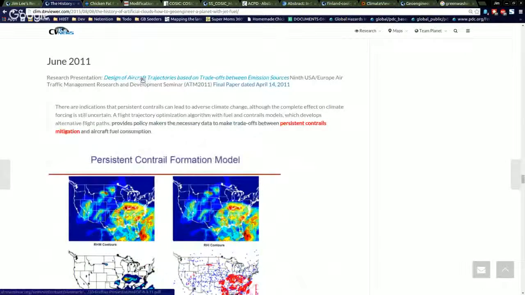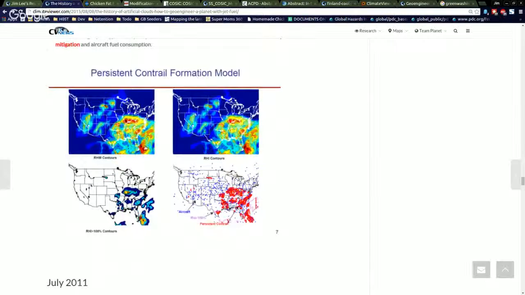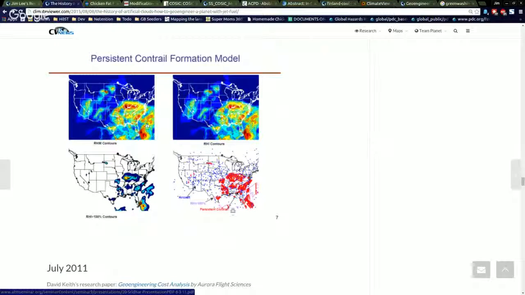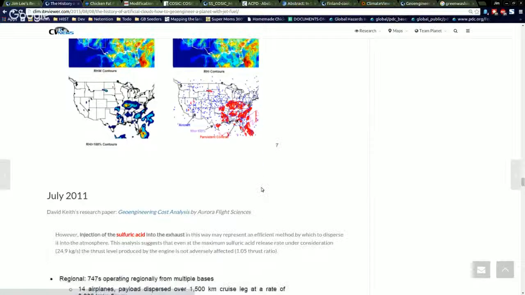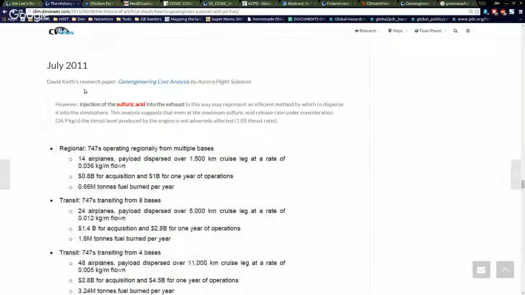Design of aircraft trajectories based on trade-offs between emission sources. Ooh, persistent contrail formation model. If we fly this way, maybe we can avoid some of these. If we fly through them and intentionally make them, they cool the planet. Hell, we can make some money on that. That's great. David Keith, geoengineering cost analysis.